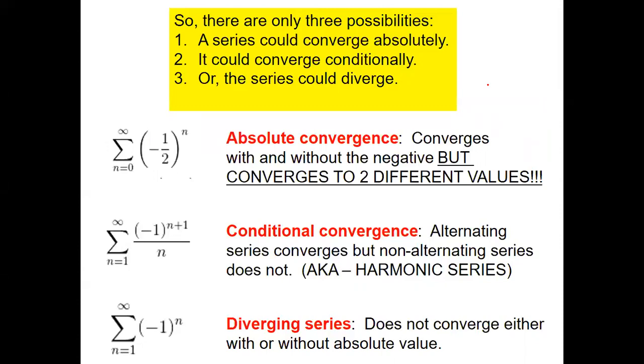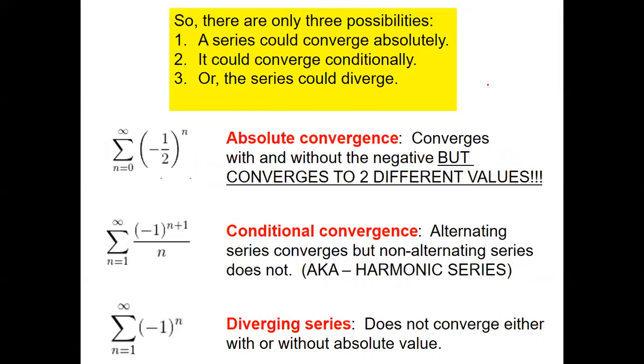Second is conditional convergence. In this case, this is an example of the alternating harmonic series. If I let n equals 1 all the way up to infinity, my series would be 1 minus 1/2 plus 1/3 minus 1/4 plus 1/5. So that's alternating back and forth, and that particular series actually converges. We'll talk about later why that converges.